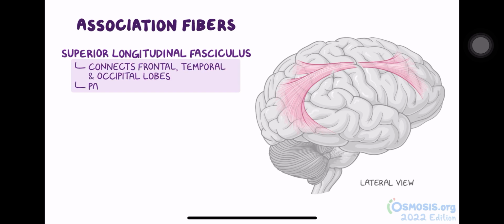Its fibers pass from the rostral portion of the frontal lobe and through the operculum, which are parts of the frontal, parietal, and temporal lobes that cover the insula. These fibers then reach the caudal aspect of the lateral sulcus and spread to the temporal and occipital lobes.